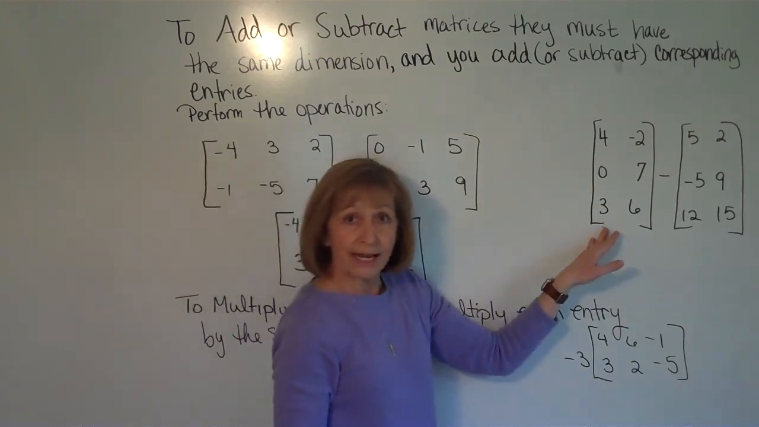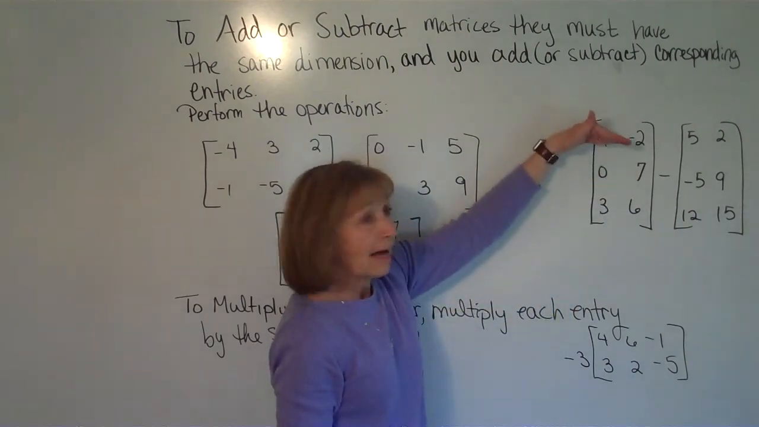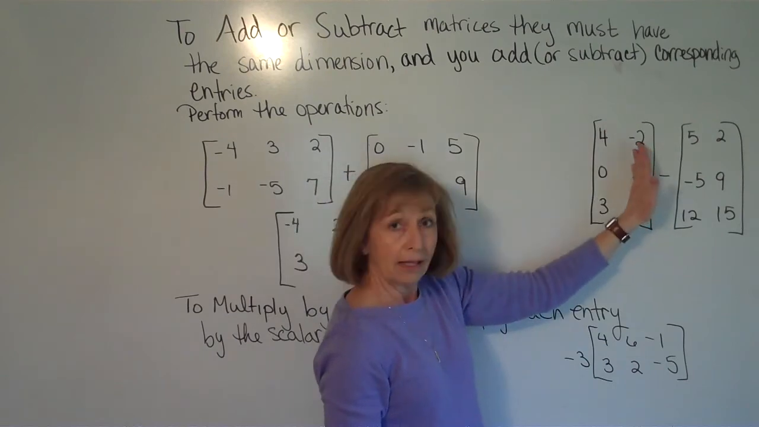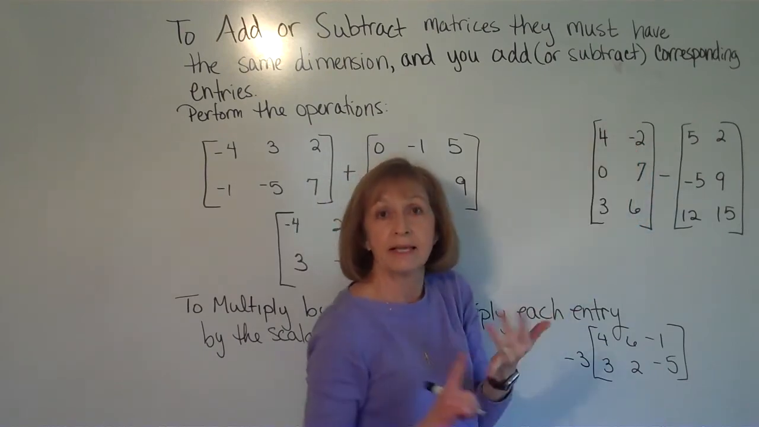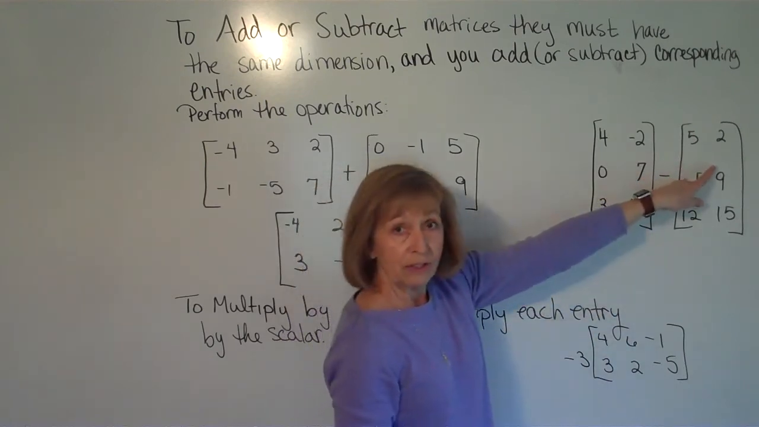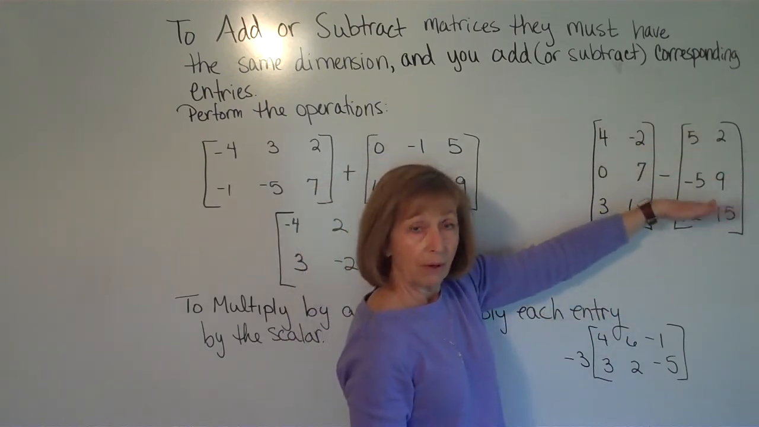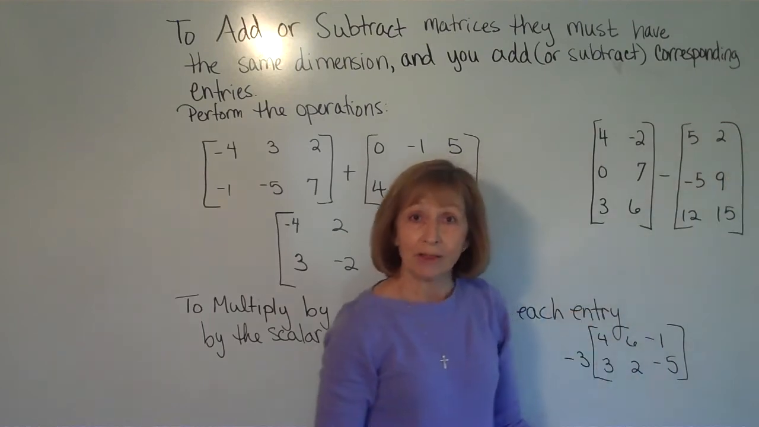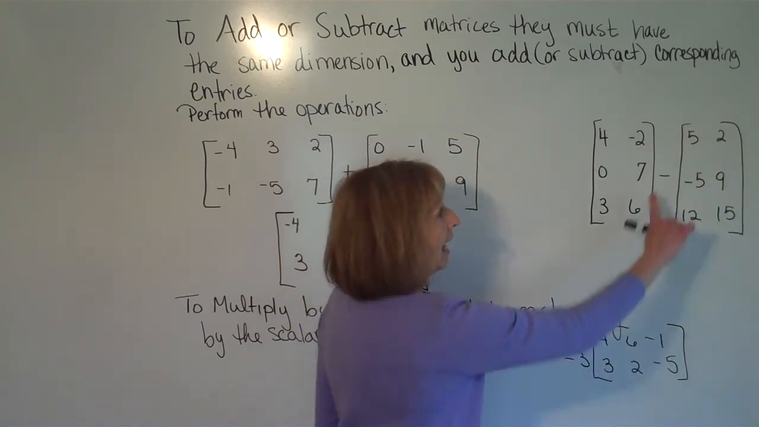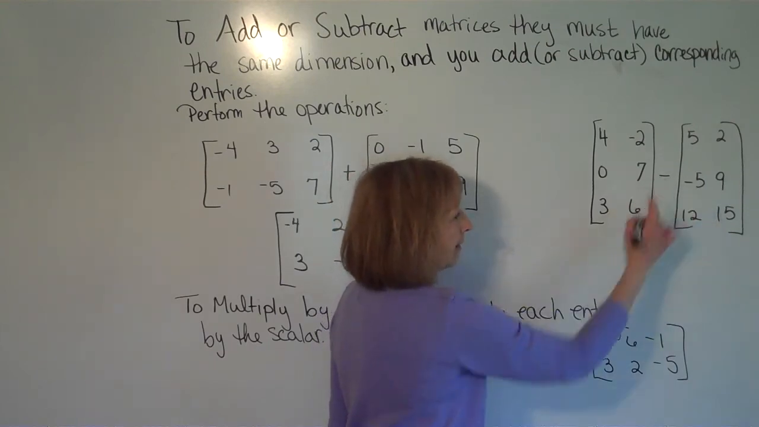Let's do a subtraction next. So I have 3 rows by 2 columns, a 3 by 2. We always say the number of rows first, the number of columns second. The next matrix is also 3 rows by 2 columns, again a 3 by 2. So I have the same dimension, and I can go ahead and subtract them.